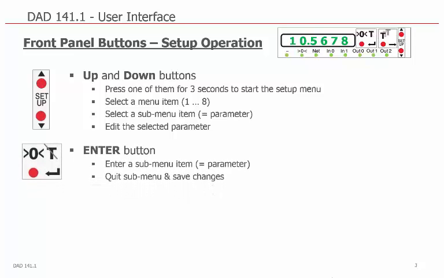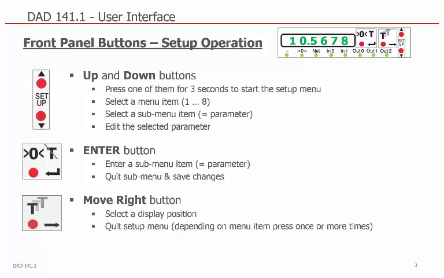Enter button. Enter the submenu item, parameter. Quit submenu and save changes. Move right button. Select a display position in setup procedure for the parameter. Quit setup menu. Depending on the menu item, press once or more often.